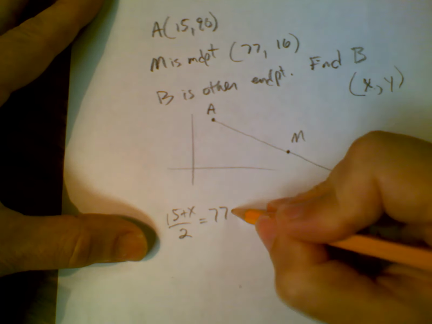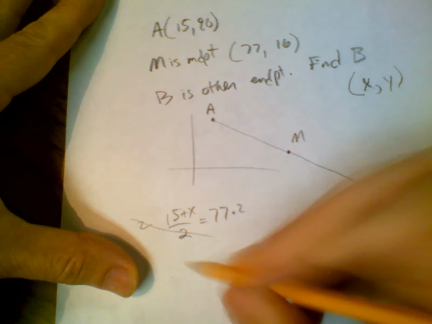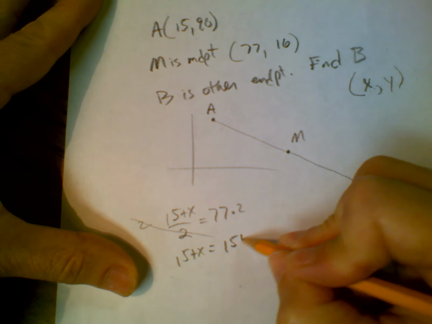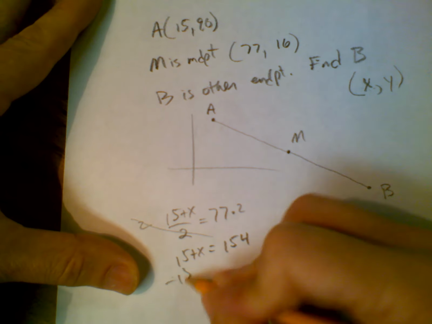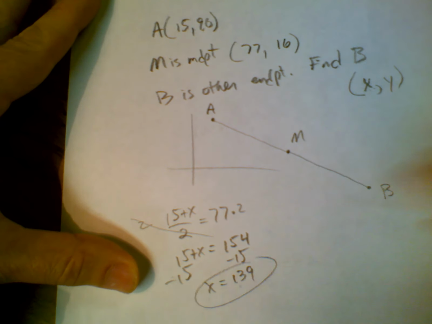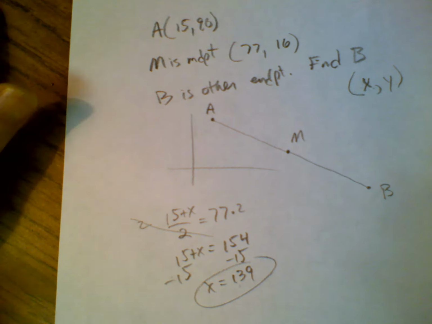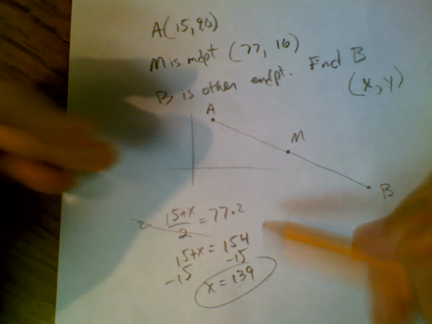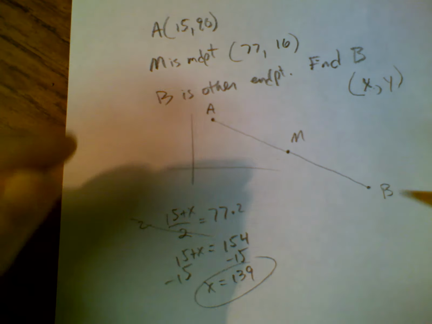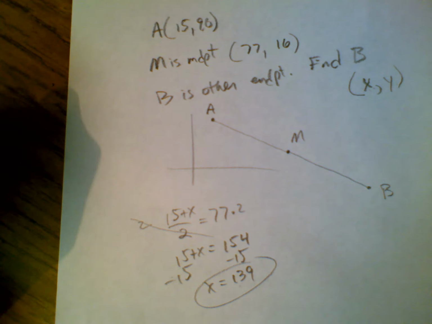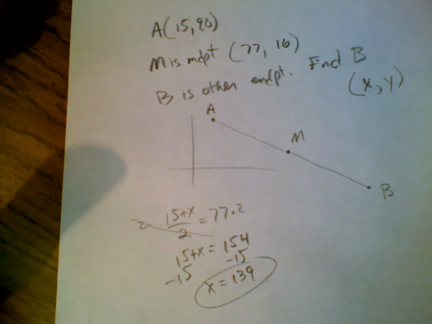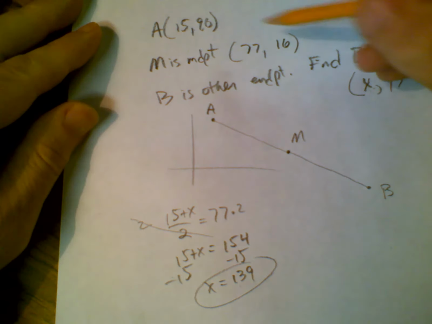Right? Multiply both sides by 2. 15 plus X is equal to, pick up your calculator if you need to, 154. Subtract 15 from both sides, and X is equal to 139. How fast was that? I mean, I know I'm working fast, but even for you, this would go fairly quickly. Okay? If you realize that the formula can help you. Okay? Formulas, relationships are wonderful things. Okay? Same with the Y's.